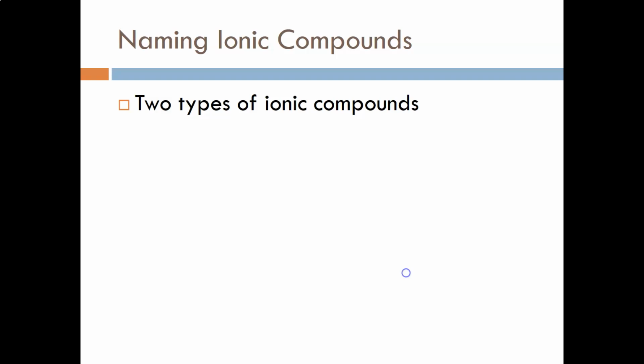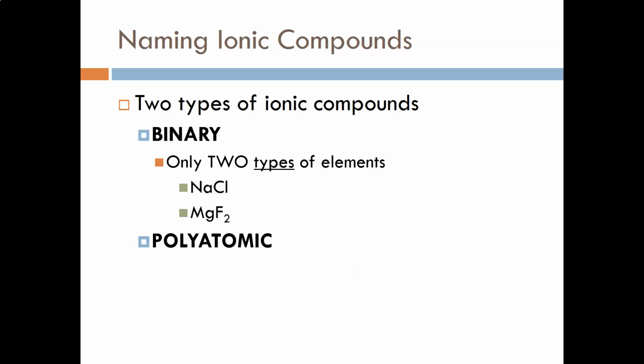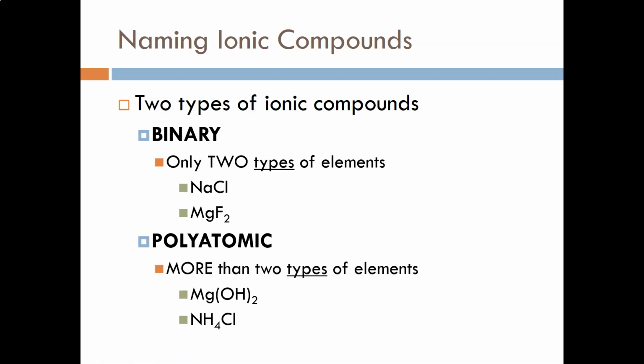When you name ionic compounds, there are two types of compounds. There's binary and polyatomic. Binary means there's only two types of elements. Sodium chloride, magnesium fluoride are a couple examples. Yes, this has 3 atoms, but there's only 2 types of elements. I have magnesium and I have fluorine, right? Polyatomic is that there's more than 2 types. You can see some examples down there.